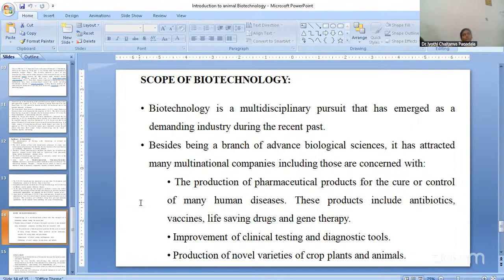Since the 1980s, India has supported the biotechnology industry and its products a lot, so that currently there are over 30 companies in India producing modern biotech products.